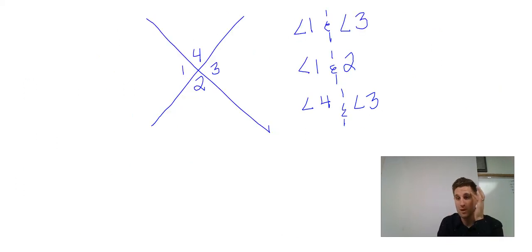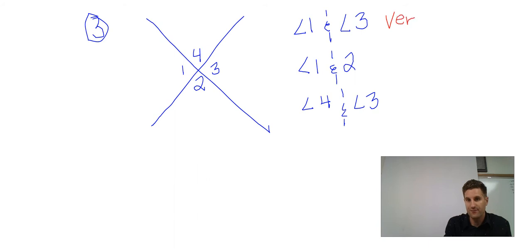Next. Okay, so here's our third example. We have two lines, where they're straight lines, and we've got to figure out what kind of angles we have. So we have 1 and 3. They're made up of the same line, so this is actually vertical lines.